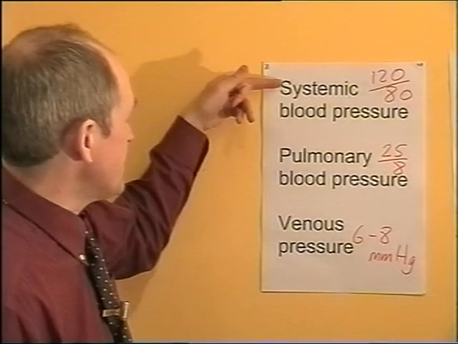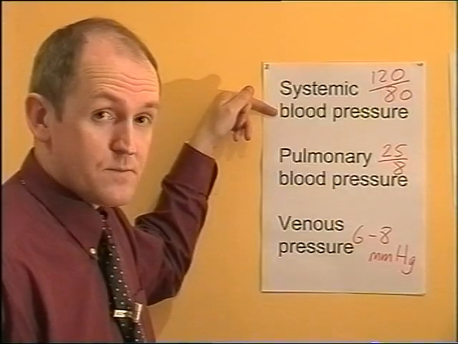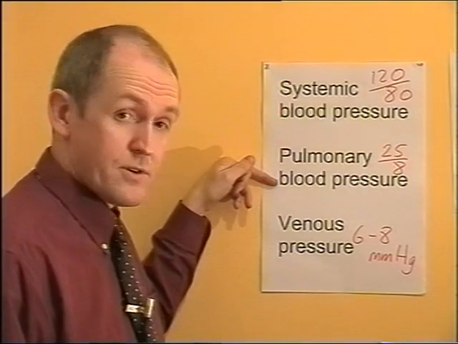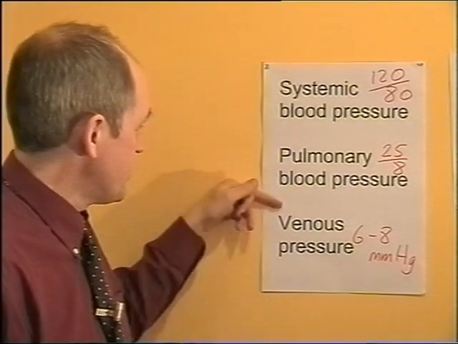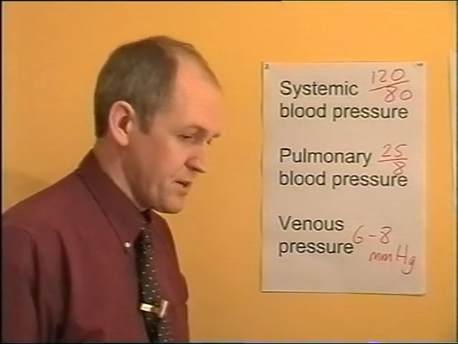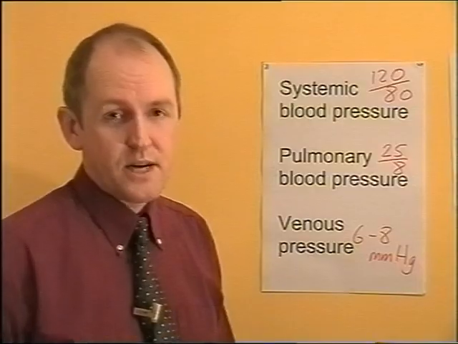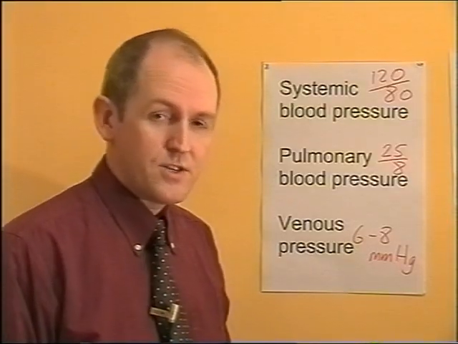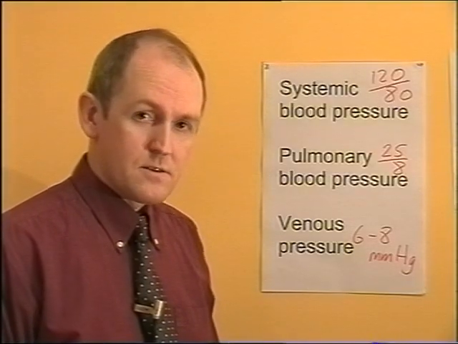So the pressure in the systemic arterial system generated by the left ventricle, the pressure in the pulmonary arterial system generated by the right ventricle, and the venous blood pressure of 6 to 8 millimeters of mercury generated by the mechanisms of venous return, such as adjacent muscle contraction, adjacent arterial contraction, and negative pressure set up during ventilation of the lungs.